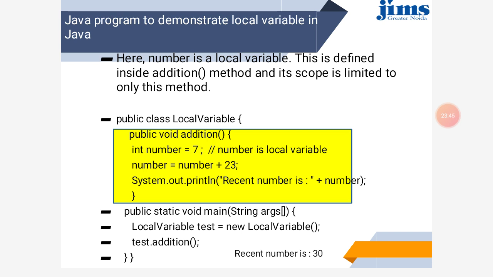So in this program we try to understand how these are used. In this public class, say LocalVariable, there is one method, and the name of the method is addition. In this method we are using one variable, say number, that is of integer type, and we have initialized it, and we are adding 23 to the value, and we are printing the value.